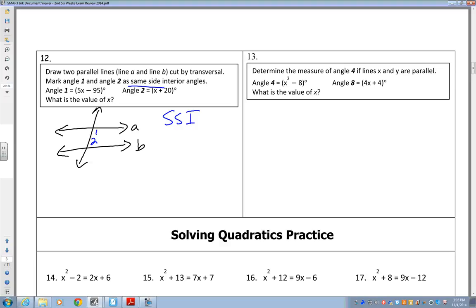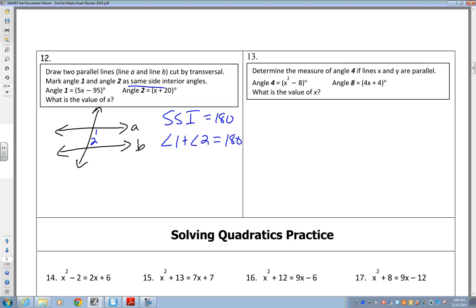So what do you know about same side interior? They equal 180. They're supplementary. All right, so angle 1 plus angle 2 is going to equal 180. So what you're going to be expected to do is identify the relationship, use the relationship to write an equation, and then solve. I want everyone to do number 12 right now if you have not done so. If you're done, check with the people in your group.